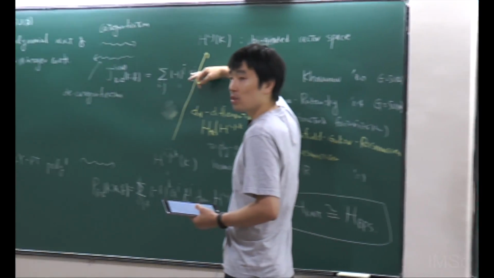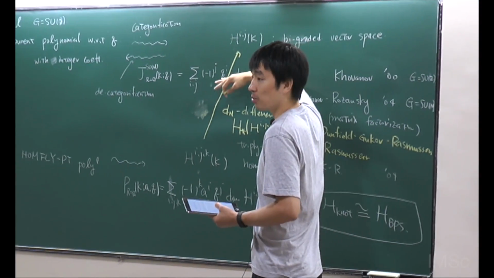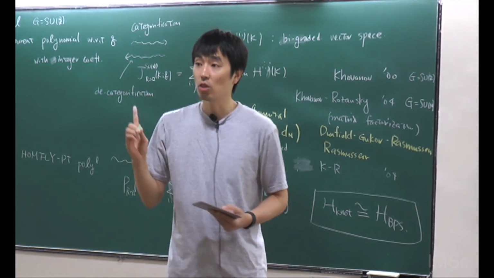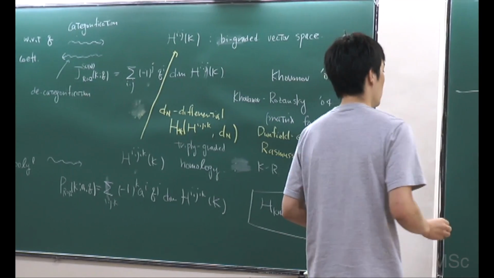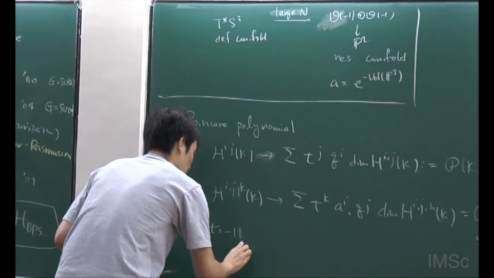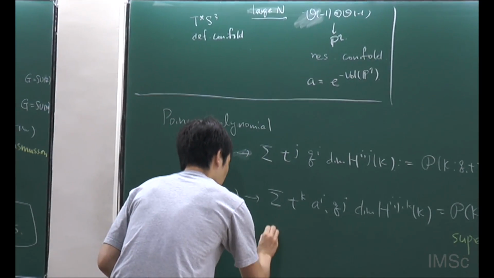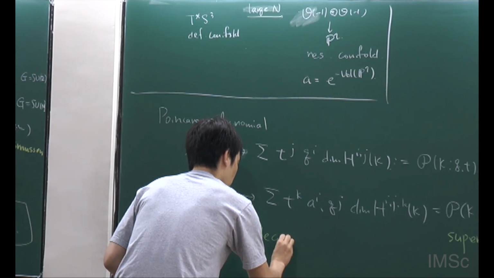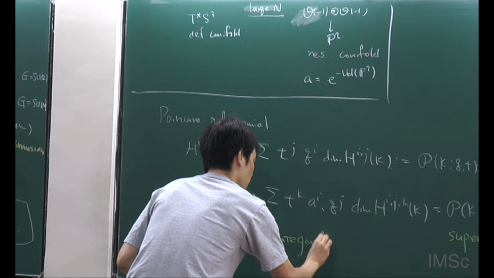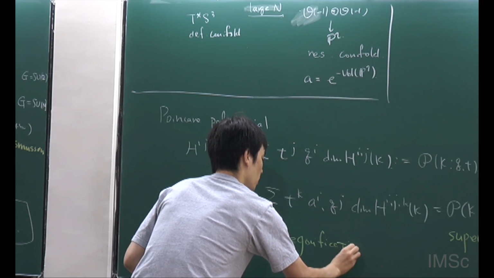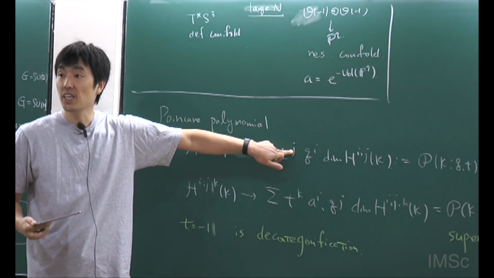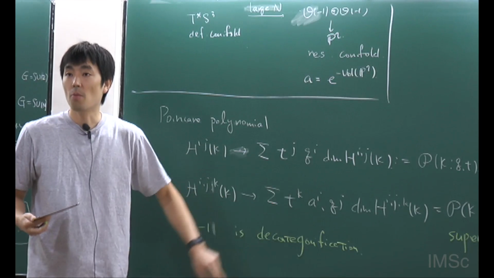The SU(N) version of the Jones polynomial, and this is the HOMFLY-PT polynomial, when you take t equal to -1. So t equal to -1 is the decategorification. Sometimes the t grading is called the homological grading.